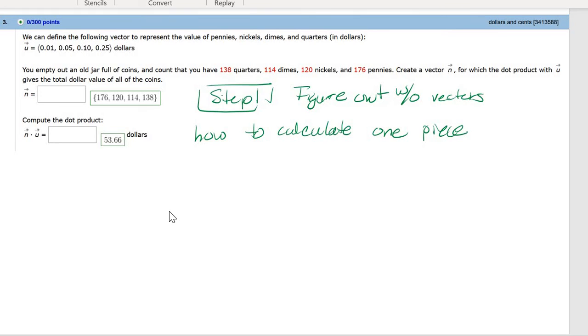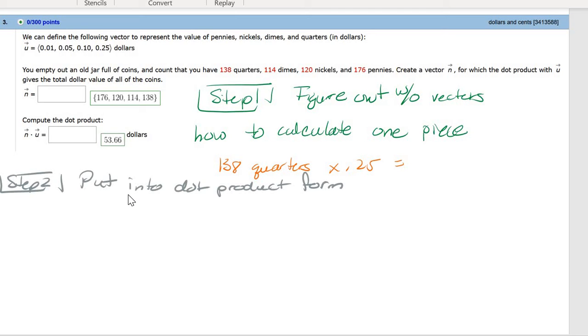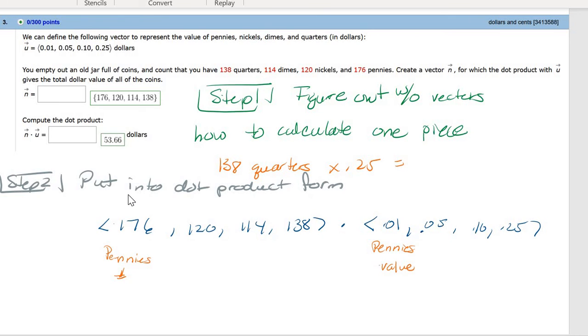Here, the question's kind of strangely worded. In any word problem, the first step is always to figure out what it is that you're trying to do. If you look at this, I just took the 138 quarters. If I wanted the dollar amount, I would have to take 138 and multiply it times 0.25. Well, I know what a dot product is. You don't yet. But what is it?